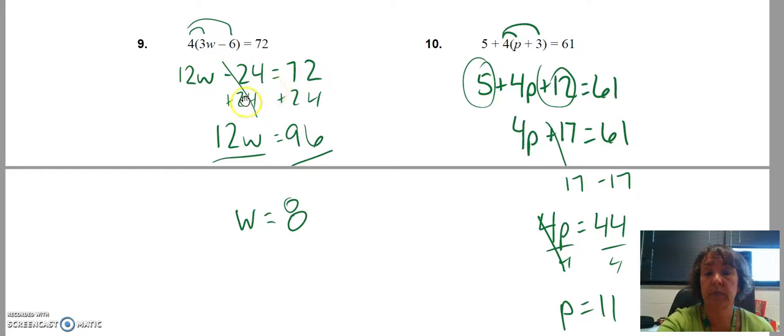There are no like terms on either side, so you just start solving the problem. Add the 24. When you get to here, oops, my 12s went away. Divide by 12, and you get W equals 8.